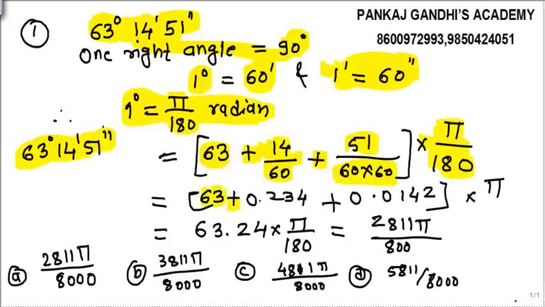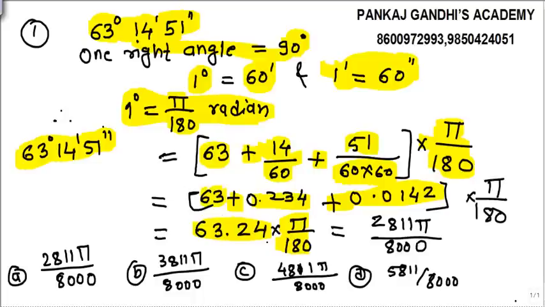So let's solve. 63 plus 0.234 plus 0.0142, into pi by 180. Now it comes to 63.20142, so it must be near about 63.24, into pi by 180. Now, instead of calculating further, what we will do is see, 63 upon 180.